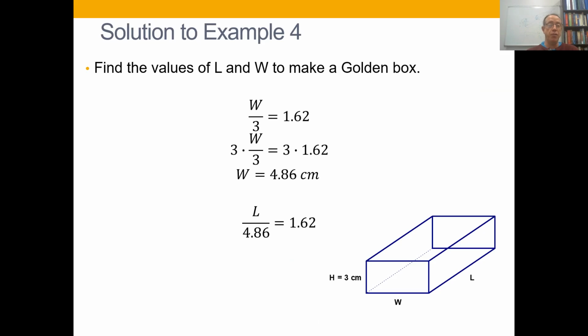So we go L divided by W is the golden ratio, 1.62. So L divided by the new W, which is 4.86, is 1.62. Multiplying again, 1.62 times 4.86, we get that the new length of my golden box is 7.87. So there's a rundown of how to do a golden box problem. Again, find the missing side W, take that new value, and then plug it into this equation here. L divided by 4.86 is the golden ratio, and then multiplying, you get the L.